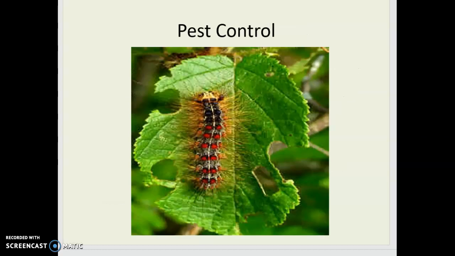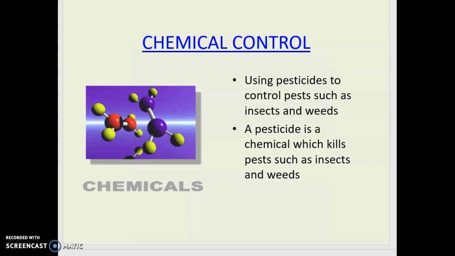Another thing is obviously if our plants are growing really well, then other things want a piece of the action. So it's not just, as I said, humans that are going to be eating it. It will be little insects, plants, birds, anything like that. So we need to get rid of those. So again, we're using pesticides to control pests such as insects and weeds, because if the soil's fertile, then the weeds want to grow as well.